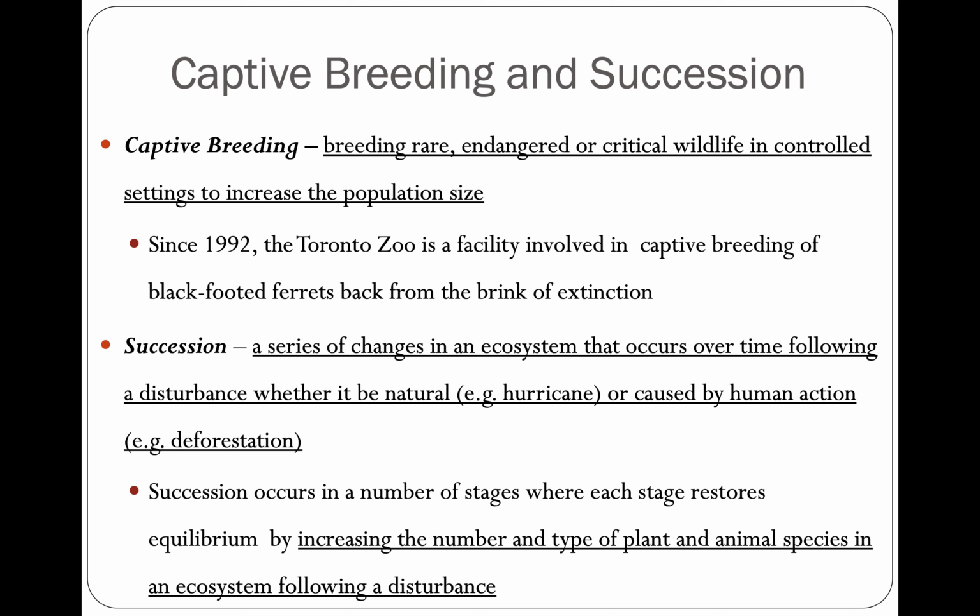Captive breeding and succession. Okay, captive breeding is breeding rare, endangered, or critical wildlife in controlled settings to increase the population size, right? Since 92, the Toronto Zoo is a facility involved in captive breeding of black-footed ferrets back from the brink of extinction. Another example you might have heard of is with pandas. Pandas have difficulty reproducing in the wild, so almost all of modern pandas, I think, are a result of captive breeding.